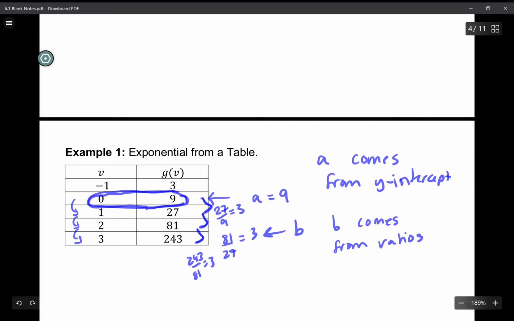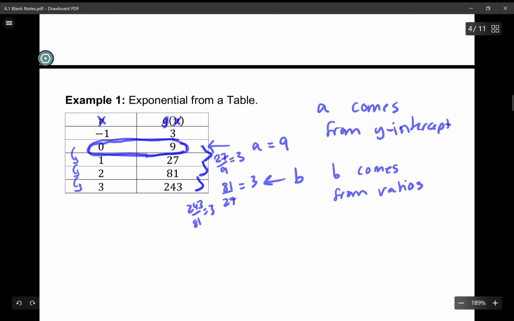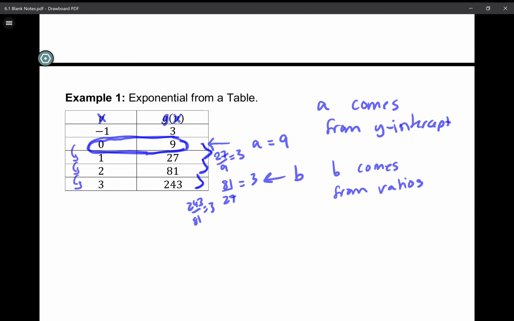So if I wanted to write down my equation, I'm just going to call this g of x, because I just don't feel like mucking with another variable right now. My function g of x is equal to, well, I plug in my a value, which is 9, times 3 to the x. Okay, 9 times 3 to the x. And so finding your exponentials from a table is that simple.